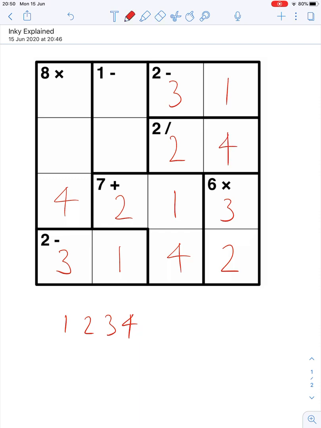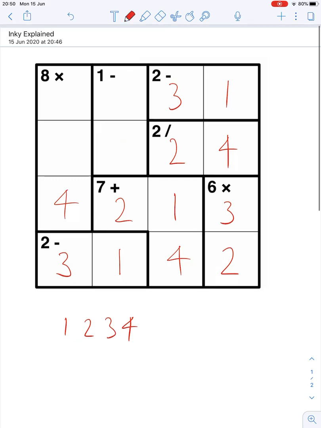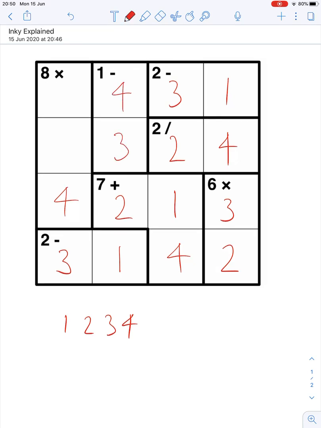And the rest of it you can fill in just like a Sudoku puzzle. You look at this square here and you think, well, it's got to be a 3 or a 4, and there's a 4 over there on the right. So that must be a 3, and that's a 4, and that fits with the 1 with a minus sign, because 4 take away 3 is 1.